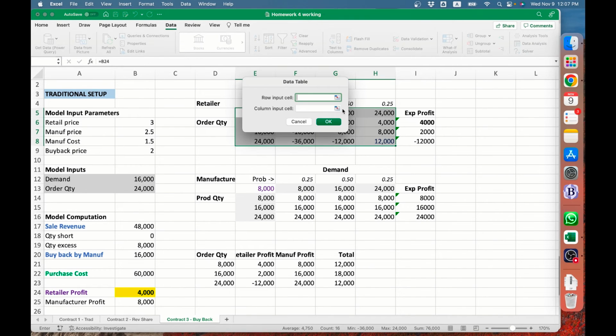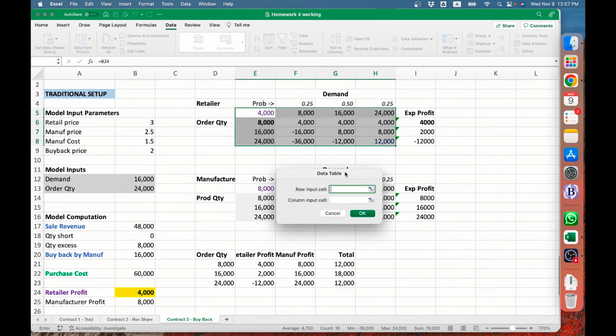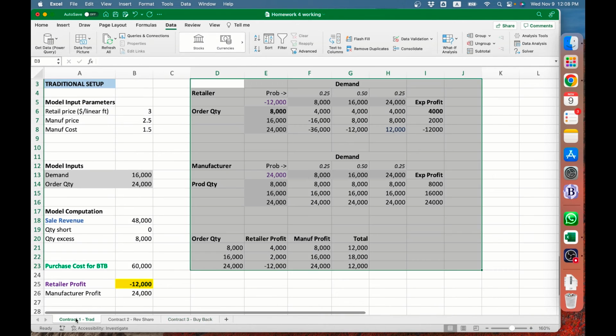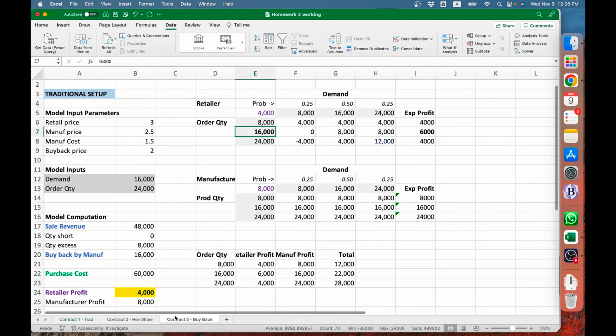So go to What-If Analysis, Data Table. The row values in this table are demand, and demand needs to be plugged into this cell. And then the column values here are the order quantity, which needs to be plugged into this cell. And voila, we have our profit. And again, notice that the maximum profit for the retailer occurs at this quantity, which is more than in the traditional contract. They're only ordering 8,000.